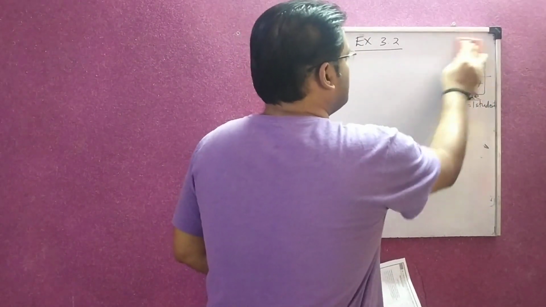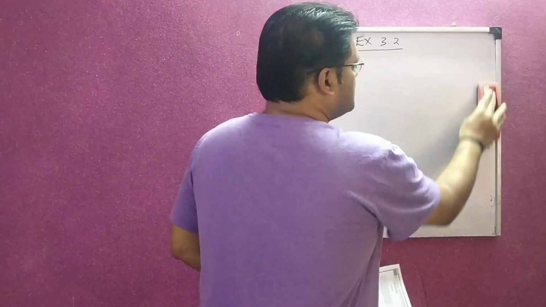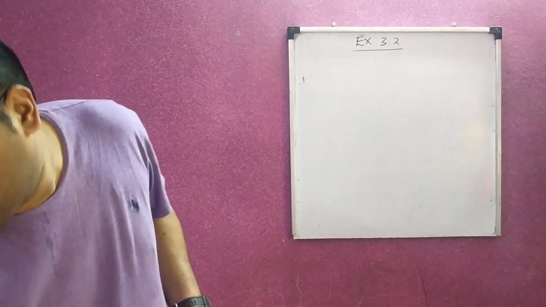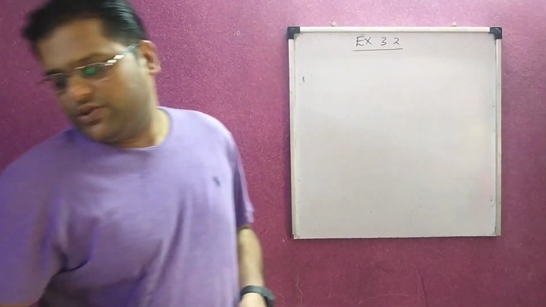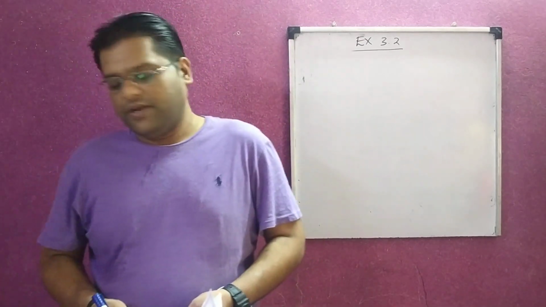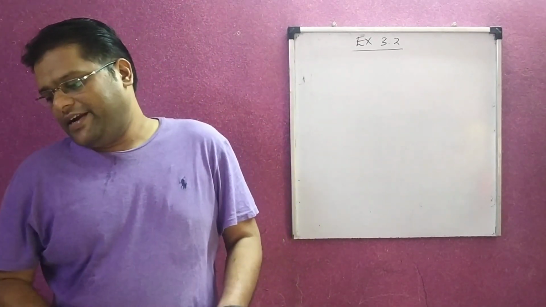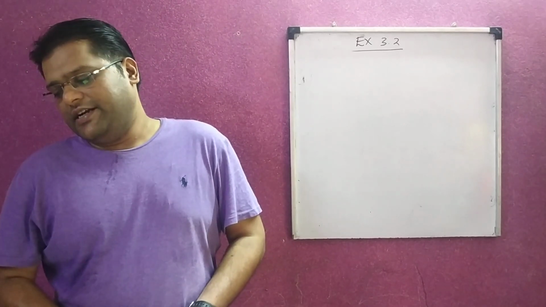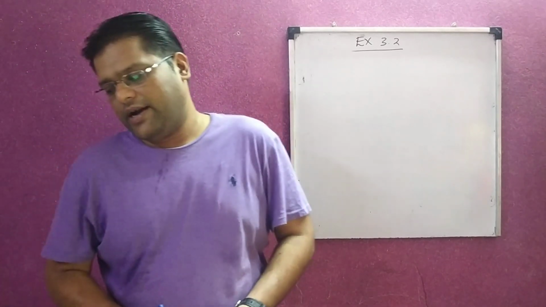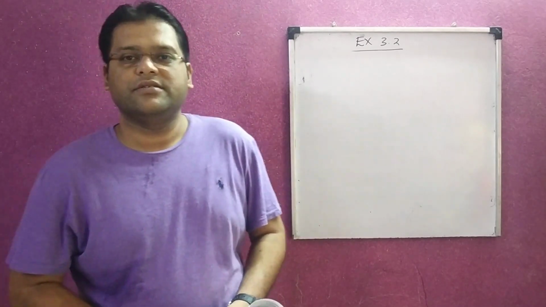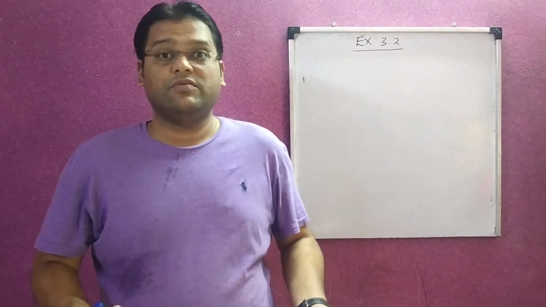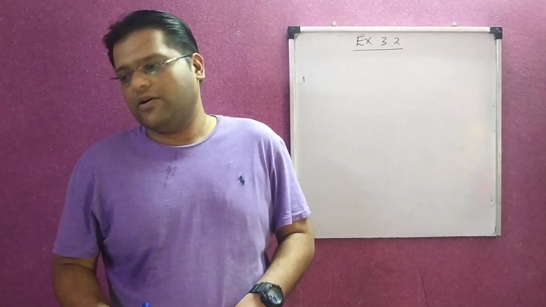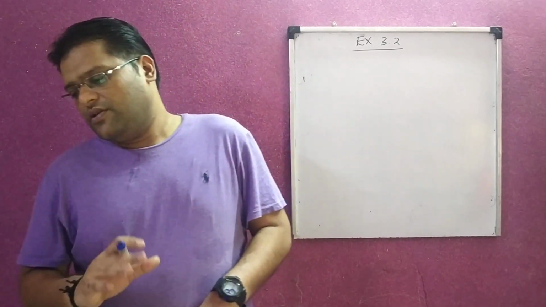The second one what we have is a very simple one, same as your exercise 3.1, question number 2. On comparing the ratios a1/a2, b1/b2, c1/c2, find out whether the lines representing the pair of linear equations intersect at a point, are parallel or coincident. I'm sorry, that was question number 2. Please neglect that right now. We are going to look at the second sub question.